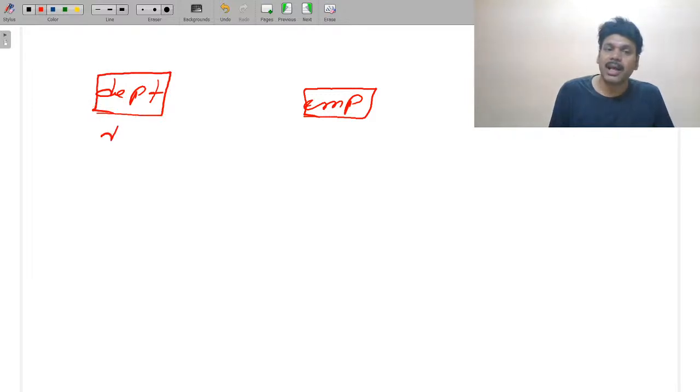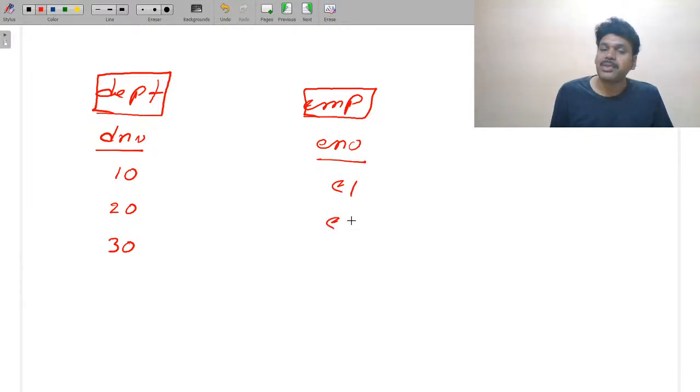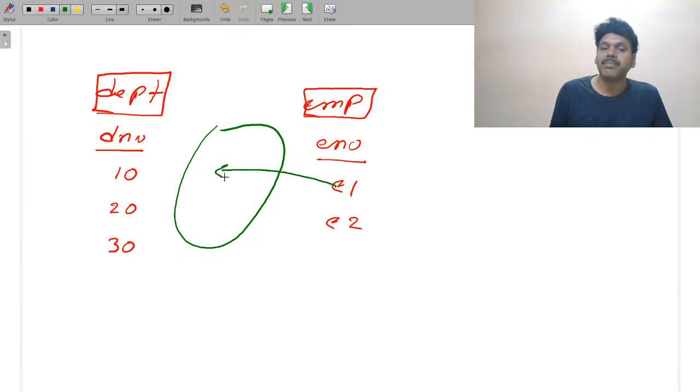So departments have department numbers like 10, 20 and 30. Employee numbers are here. I am telling you, an employee can manage more than one department. Therefore, how can I do the mapping here? I am doing a mapping where E1 is managing this 10, as well as E1 is managing this 20.